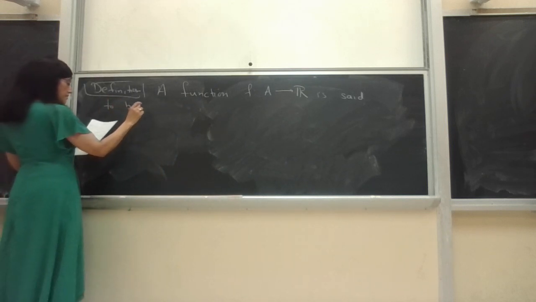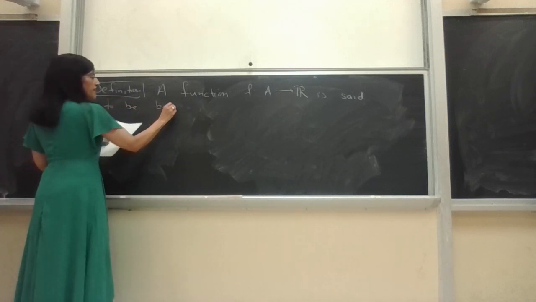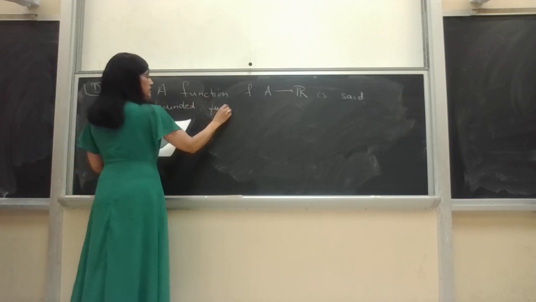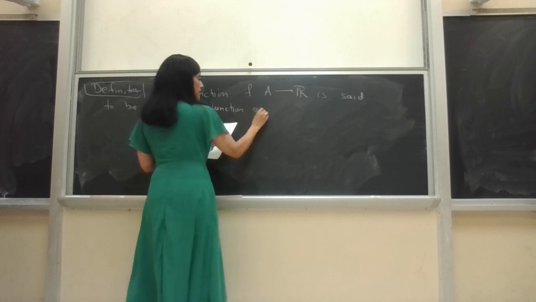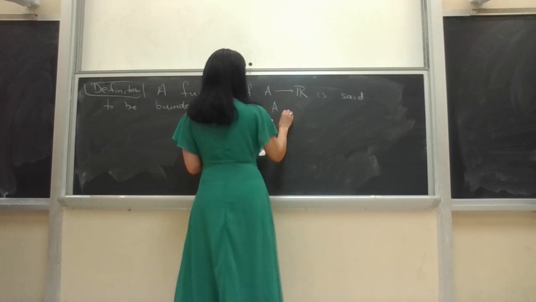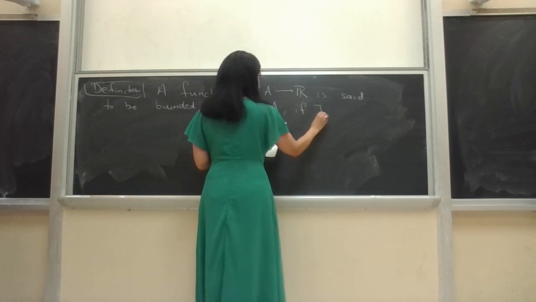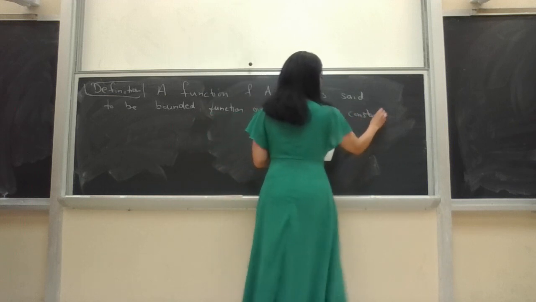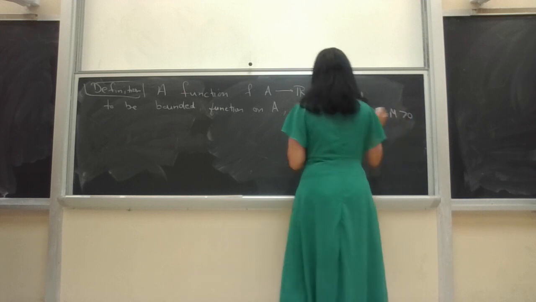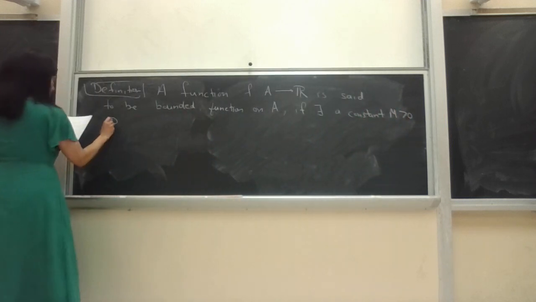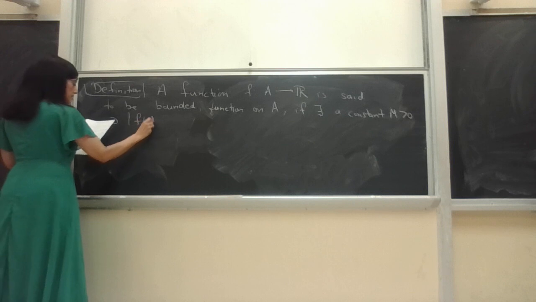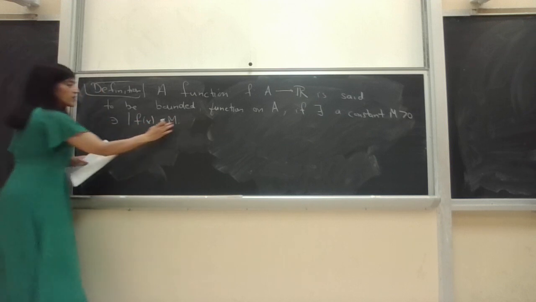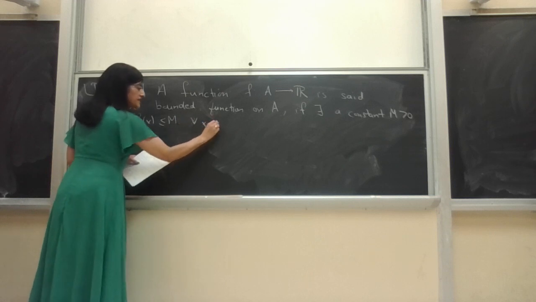Okay, so when we have a bounded function on a set, what we mean by that is that there exists a constant M bigger than 0 such that |f(x)| is less than or equal to M, for all x belonging to A.